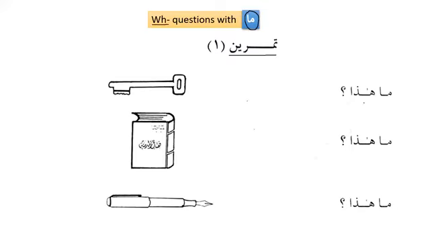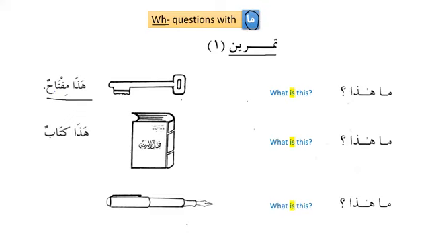So now question number one, ma hadha. What is this? Okay, what is your answer? Hadha miftahun. Excellent. The answer is over here. Okay, and then we can see ma hadha. What is this? Hadha kitabun. Excellent. This is a book. Ma hadha. What is this? Hadha qalamun. This is a pen. Excellent. Very good. So that's the exercise.